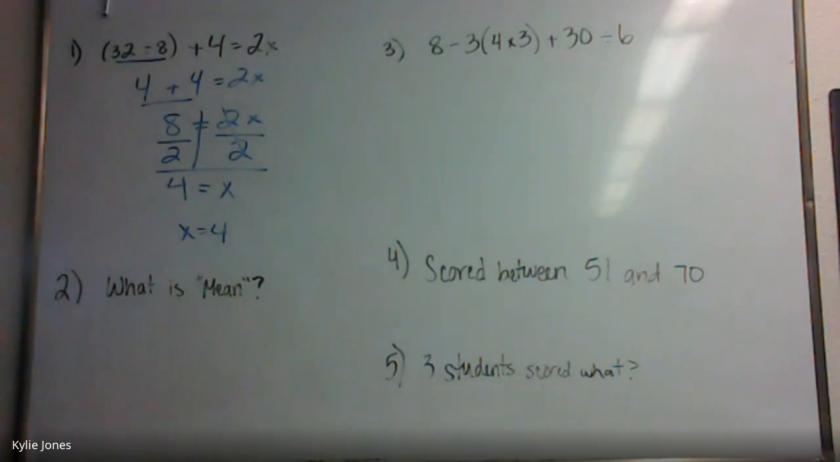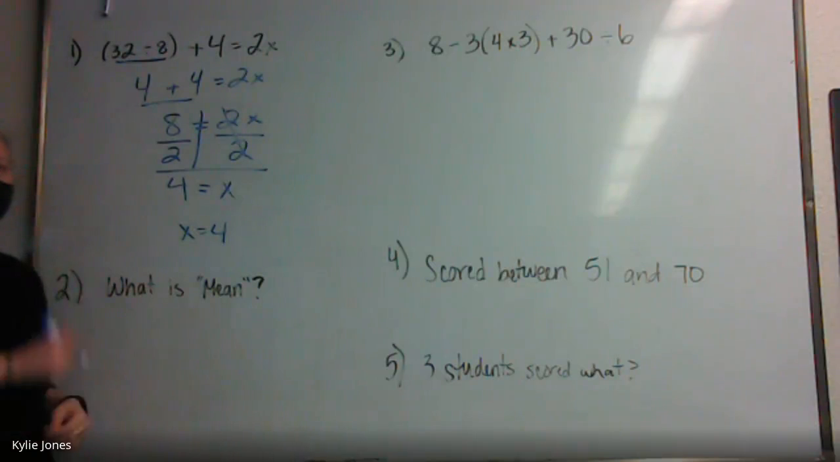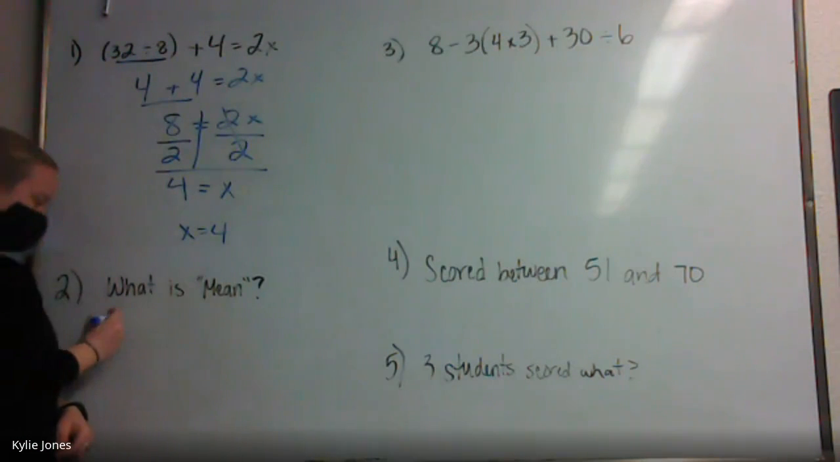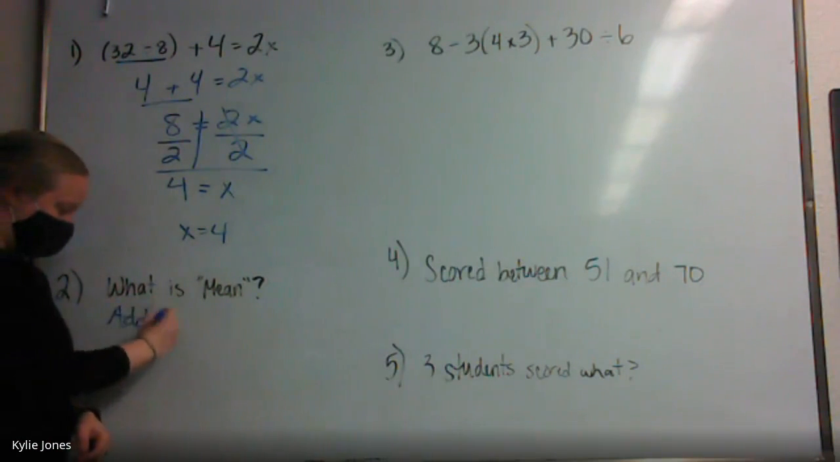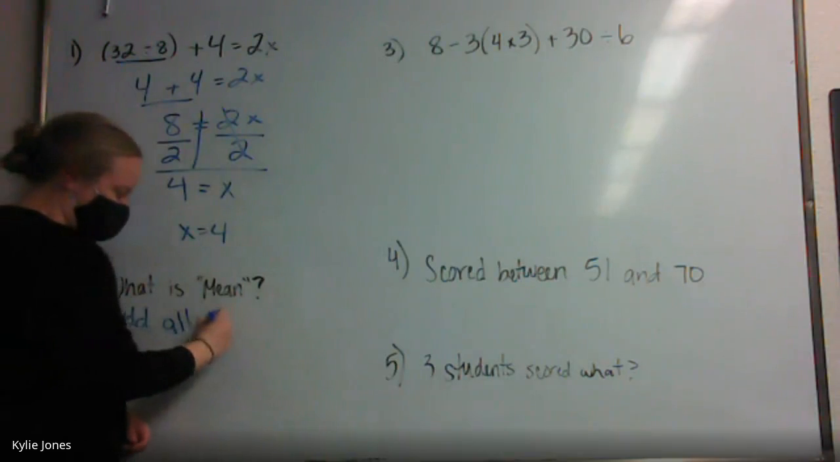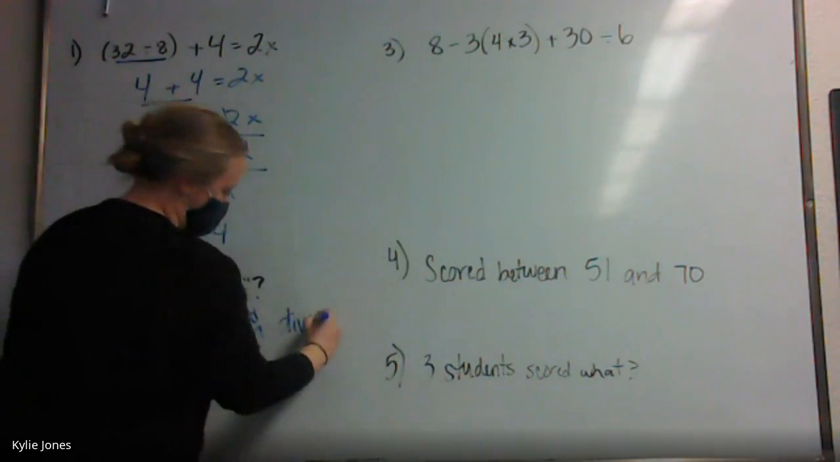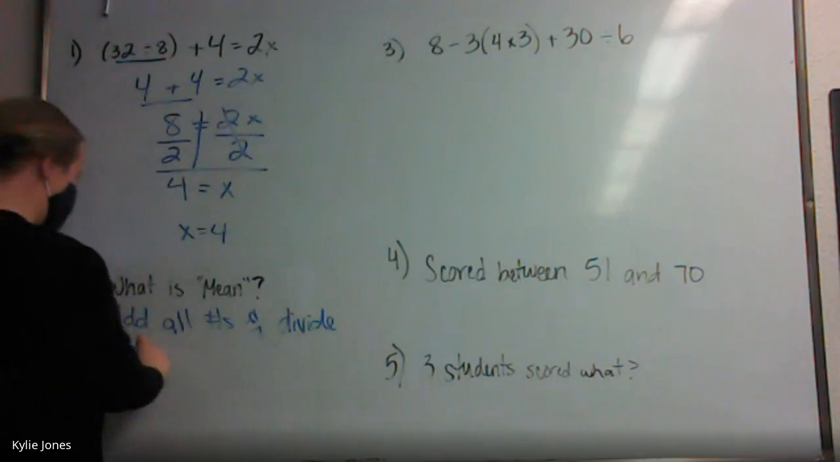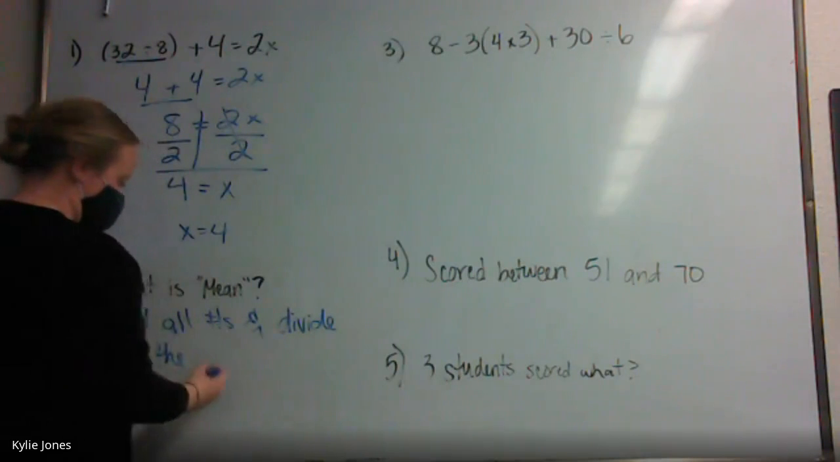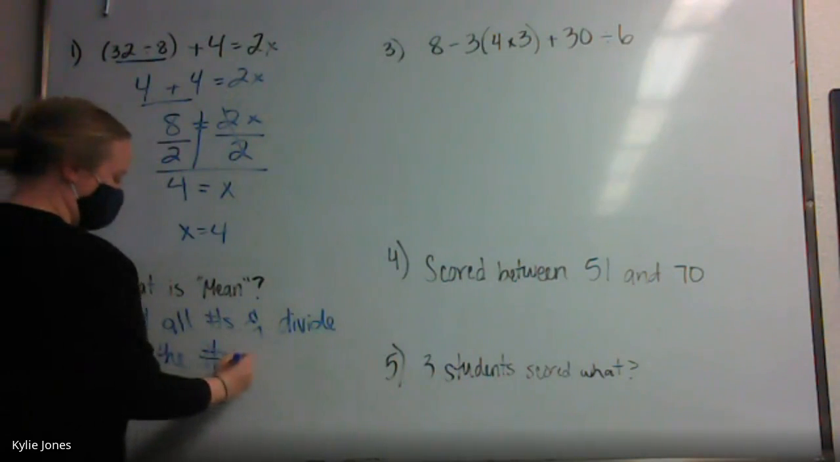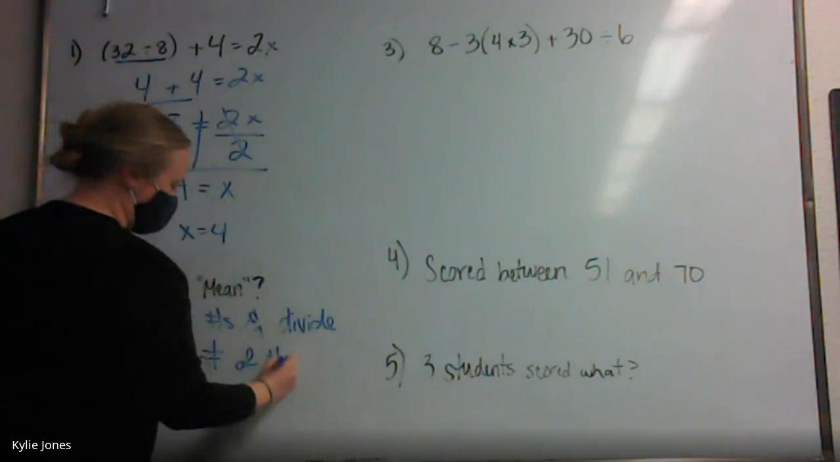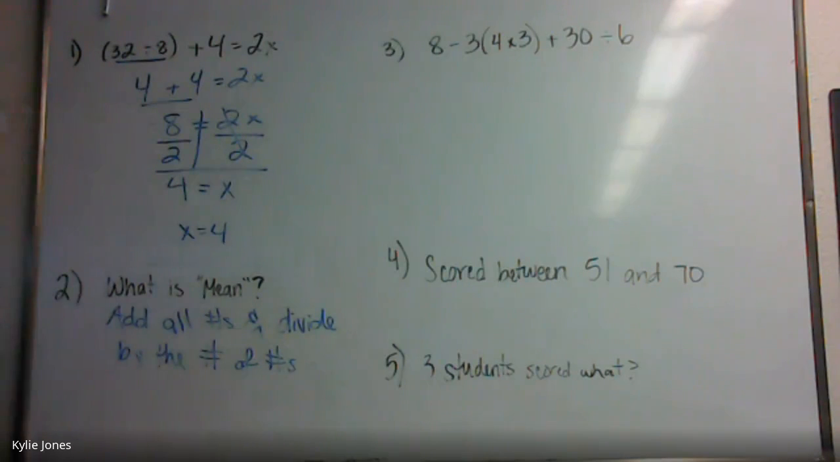All right. Number 2, what does the mean? How do you find the mean? You have to add all the numbers, then divide. So add all numbers and divide by, what do I divide by? The number of numbers there are. Yeah. Add them all up and divide by the number of numbers.